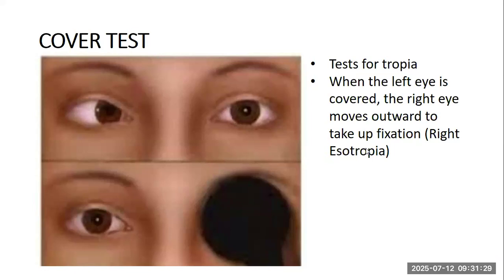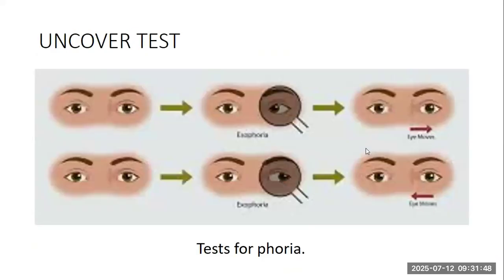There are some near test objects that the pediatric ophthalmologists usually have, but you can use an object that will catch the child's attention, because some of these children, their attention span is usually very short. So you need to use something that will catch the child's attention. For the uncover test, it's done for children that have a phoria. The strabismus is not obvious.